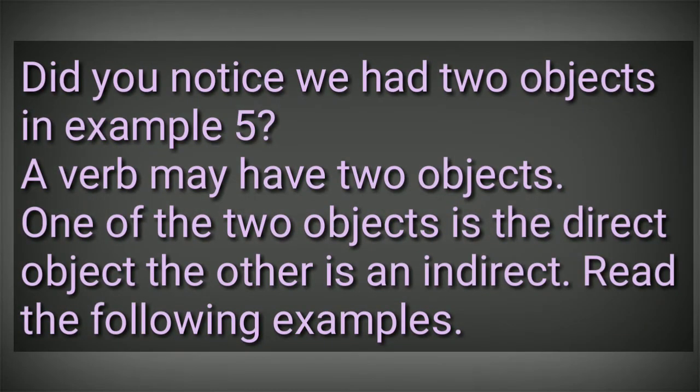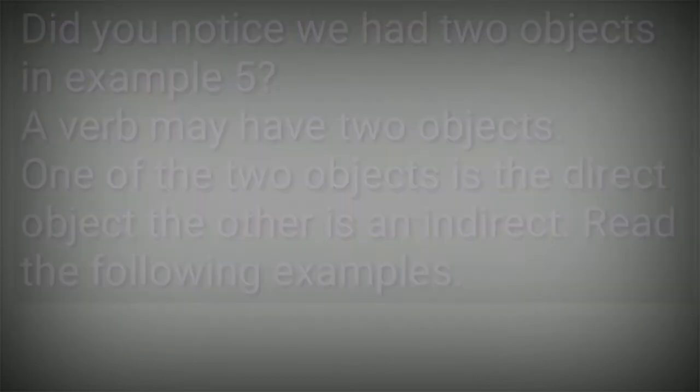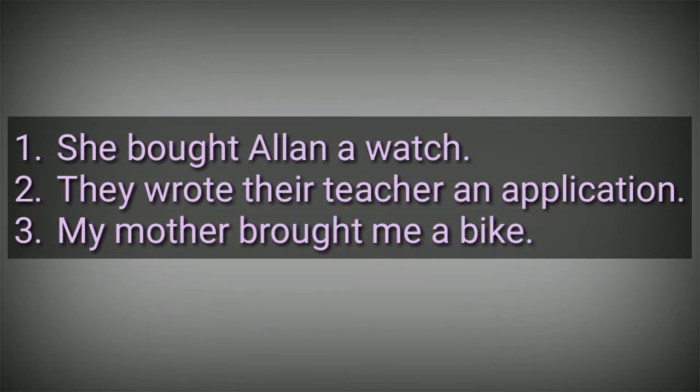Did you notice we had 2 objects in example 5? A verb may have 2 objects. One of the 2 objects is the direct object and the other one is an indirect object. Read the following examples. She bought Ellen a watch. They wrote their teacher an application. My mother brought me a bike.